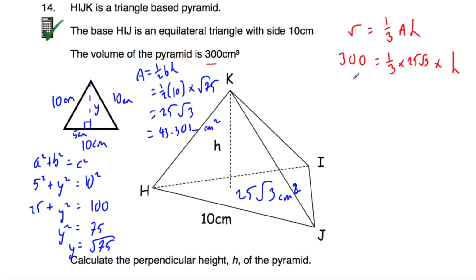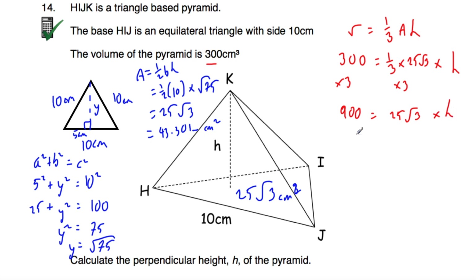So we've now got this, we can solve this to find h, the height of the pyramid. So the first thing I'm going to do is multiply both sides of the equation by 3. I could divide by a third, but that's the same as multiplying by 3. So 300 times 3 would be equal to 900. A third times 3 is equal to 1, that's why I'm doing it, to get rid of that third. And then that's equal to 25 root 3 times h.